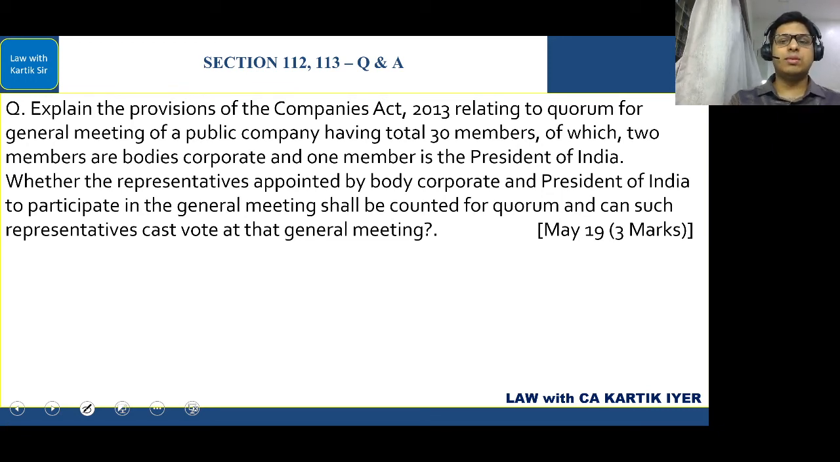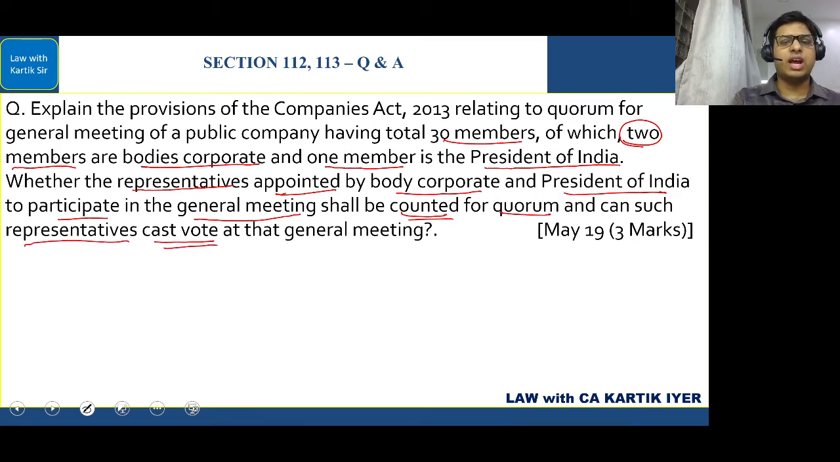having total 30 members, of which 2 members, they have written here, are body corporates and 1 member is the President of India. Like that, the split is there. Whether representatives appointed by body corporate and the President of India participate in general meeting shall be counted for quorum, and can such representative cast vote at the AGM? That is what the question is about.